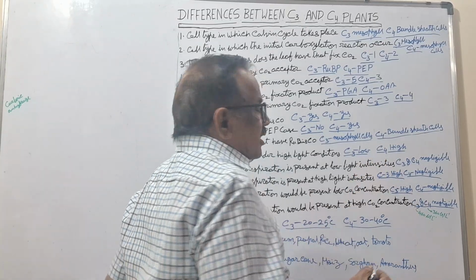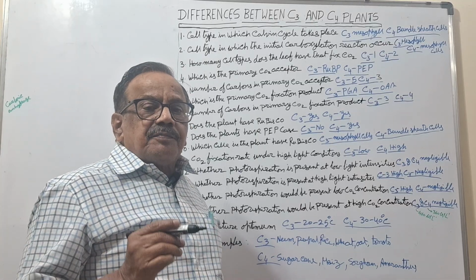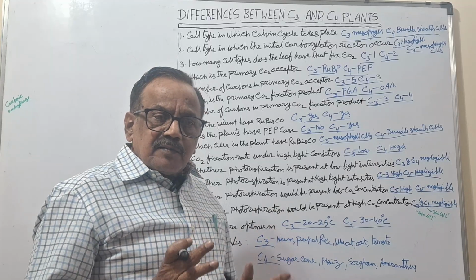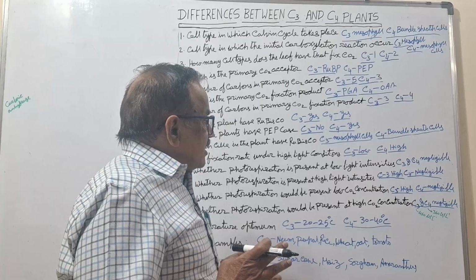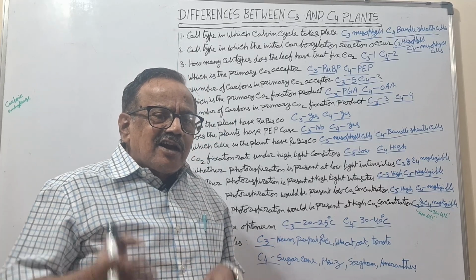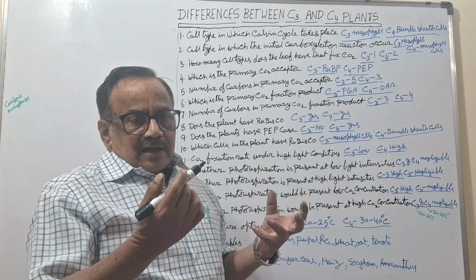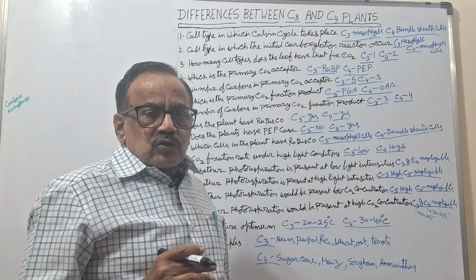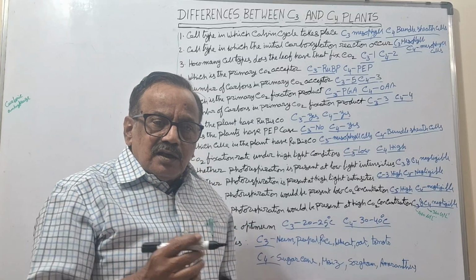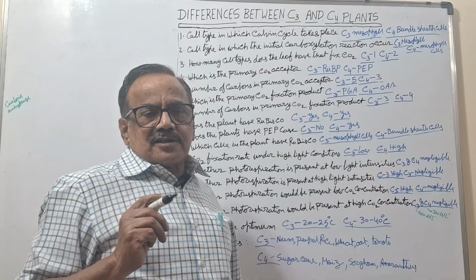And C4 plants will be high. What is this? Because of the Kranz anatomy, C3 plants fix the carbon dioxide in the Calvin cycle in the mesophyll cells, whereas in C4 plants the Calvin cycle is in the bundle sheath cells, which are present around the vascular bundle. The temperature in the bundle sheath cells will be comparatively less than in the mesophyll cells.